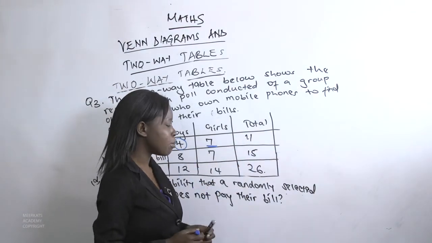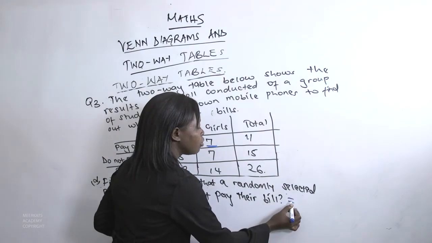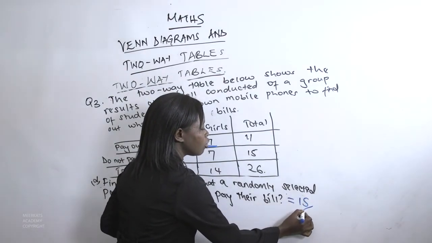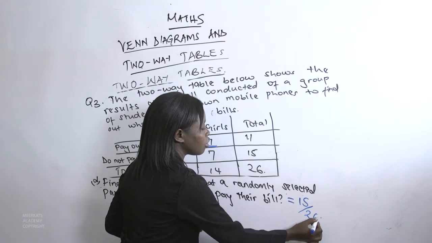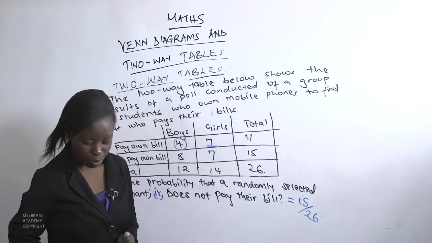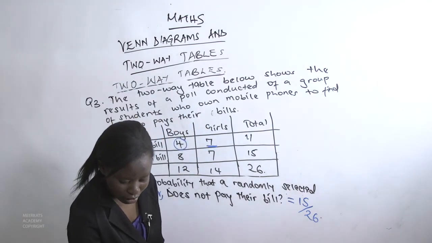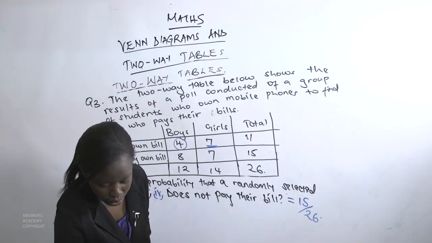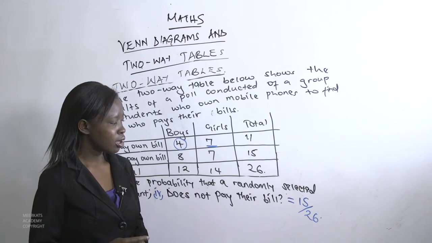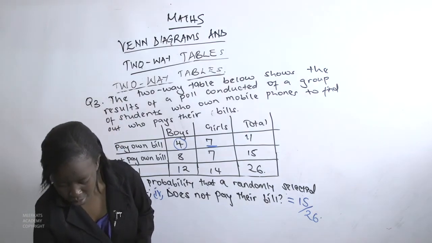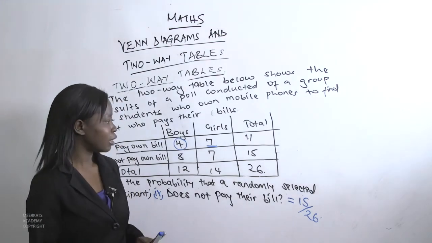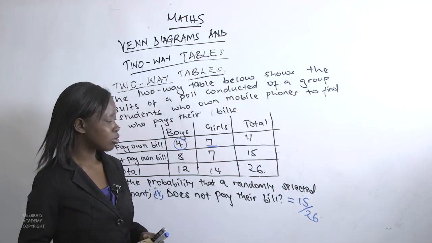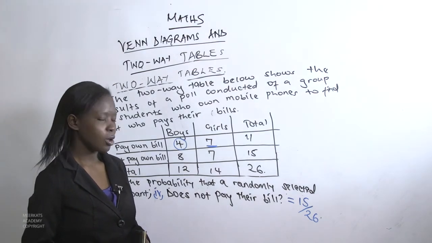So what is the probability? Probability will be obtained by 15 out of a total of 26 students. So the probability that the student selected does not pay their bill will be 15/26 as the probability of those students who do not pay their own bill.